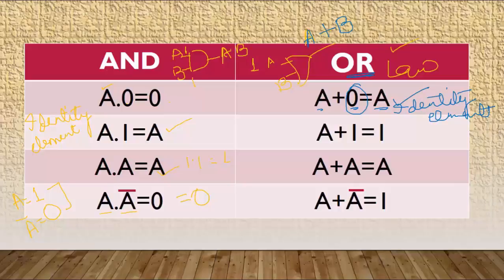Like this, here in AND law, 1 is the identity element, and in OR law, 0 is the identity element, because the identity of our variable is not getting changed. And here also, when we are doing the product, the identity of my element is not getting changed. So here 1 is the identity element, and in OR 0 is the identity element.